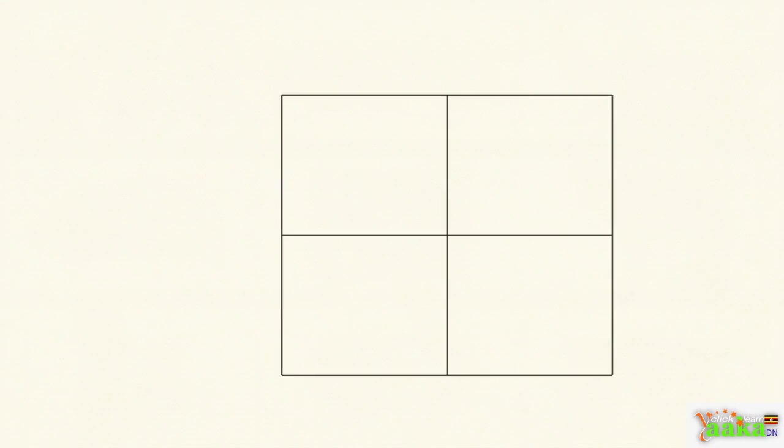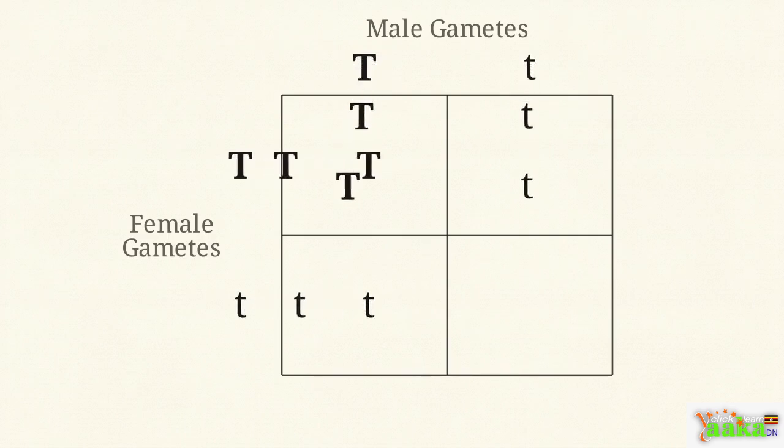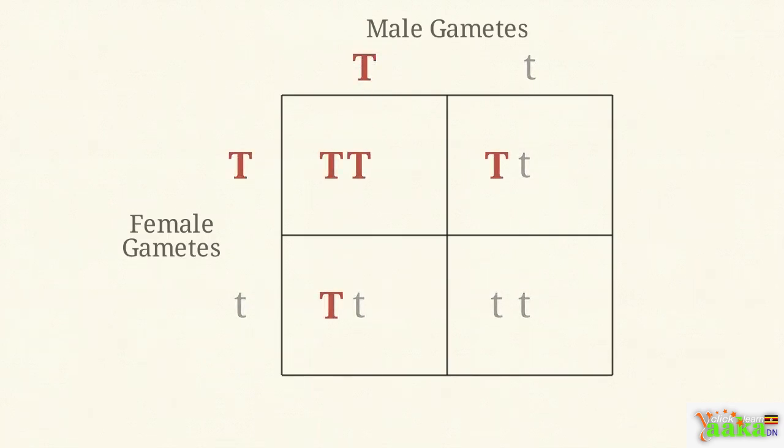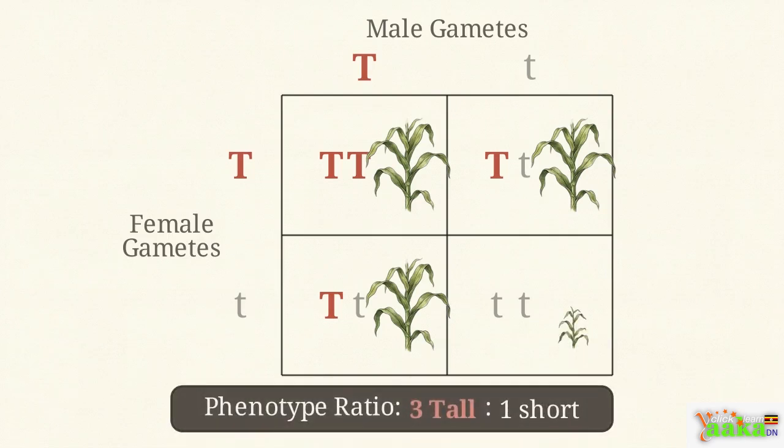To predict inheritance, we use a Punnett square. Each gene version, like T for tall or t for short, is an allele. The dominant T takes over. As they combine, 3 out of 4 plants grow tall. The short trait only appears with 2 t's.